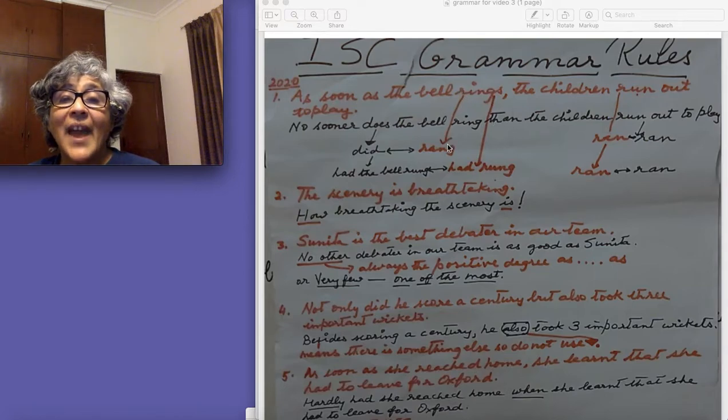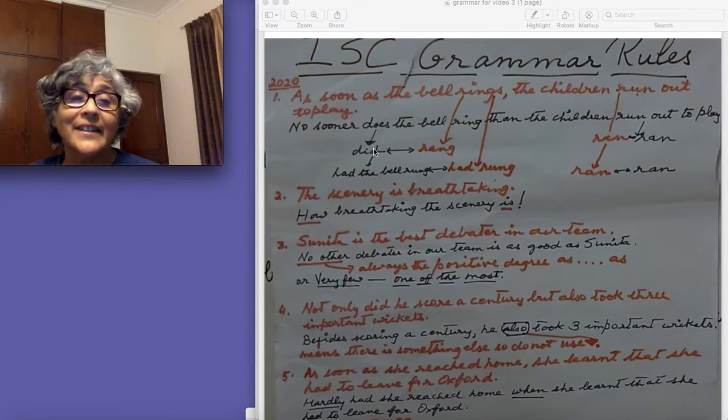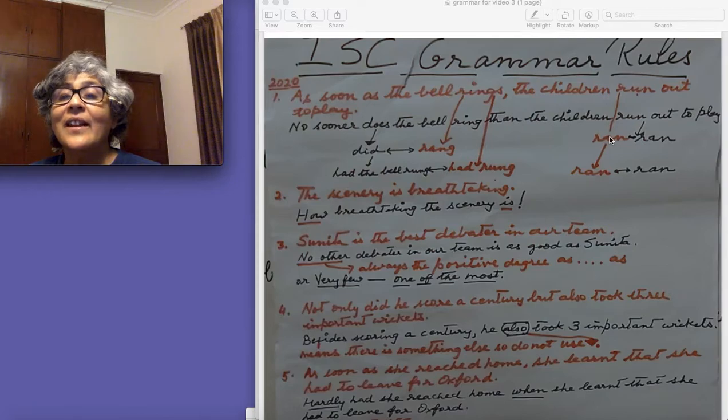Now suppose the rings was rang. Then what happens? If the sentence is: as soon as the bell rang, the children ran out to play. Then what happens? No sooner did. Does becomes did. So when rang is there, it becomes did. So no sooner did the bell ring than the children ran out to play. This doesn't change. Ran remains, even if it is run or it remains, ran out to play. Got it? Now suppose rings had become had rung. As soon as the bell had rung, the children ran out to play. That is same, ran out. If it is had rung, then you write no sooner had the bell rung than the children ran out to play. Got it?